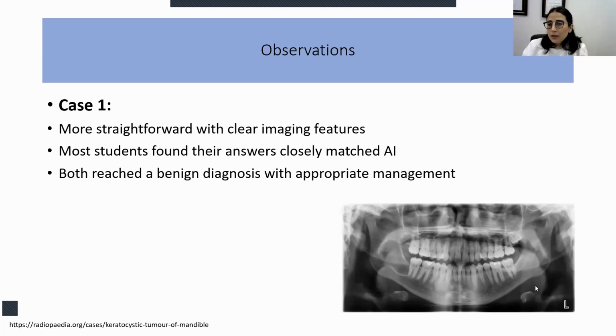After the students finished their own writing, they asked AI, and the students found that their answers were very close to whatever AI told them. This is an example of a benign lesion, and both the students and AI reached a benign diagnosis for this case and provided a proper management for the benign lesion.